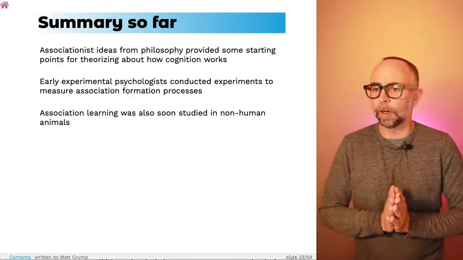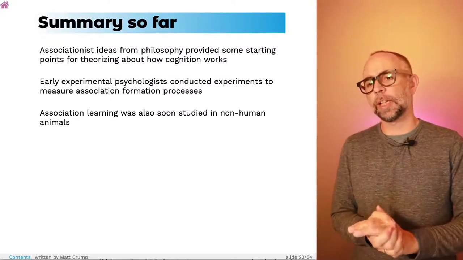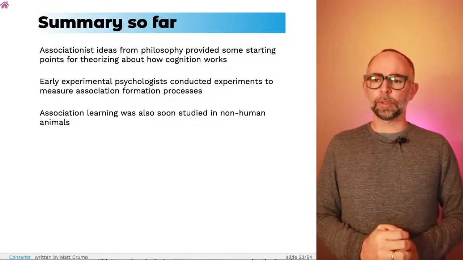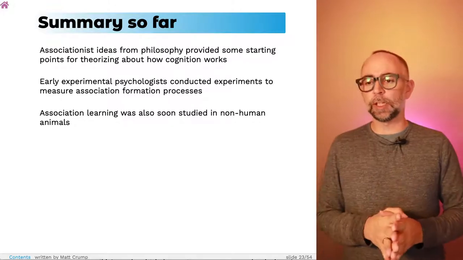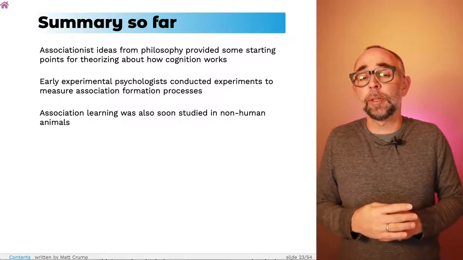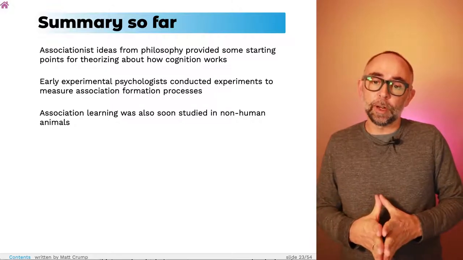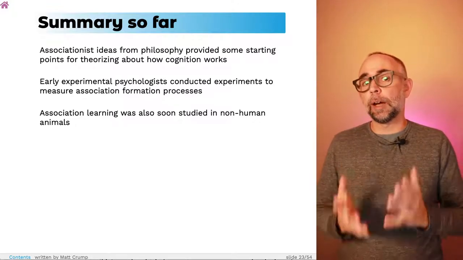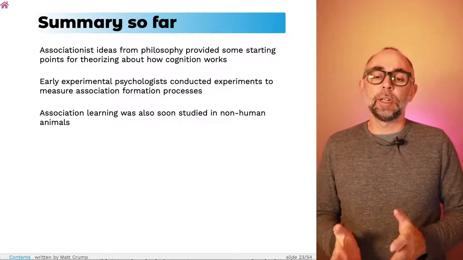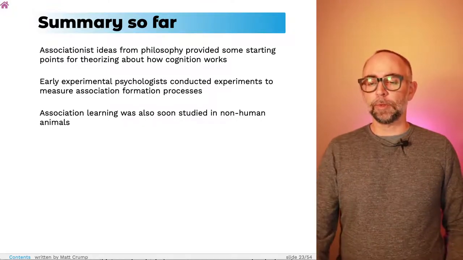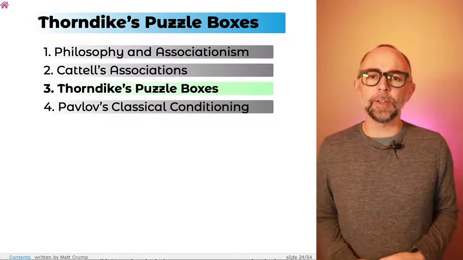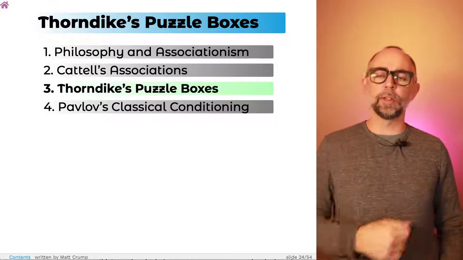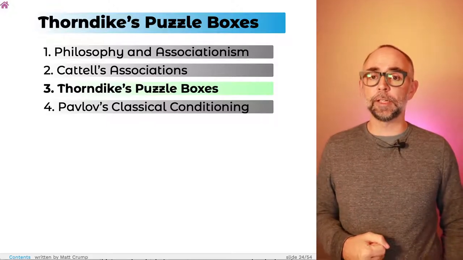So, as a summary so far, we've talked about how associationist ideas from philosophy provided some starting points for theorizing about how cognition works, and we've looked at an experimental psychologist from the early 1900s who conducted experiments to measure association formation processes in people. What we're about to transition to is how association learning research was very soon applied to non-human animals. And to do that, we'll be talking about Thorndike's puzzle boxes. This is the last piece for this mini lecture, and we'll take a break and go on to Pavlov's classical conditioning in a different mini lecture.